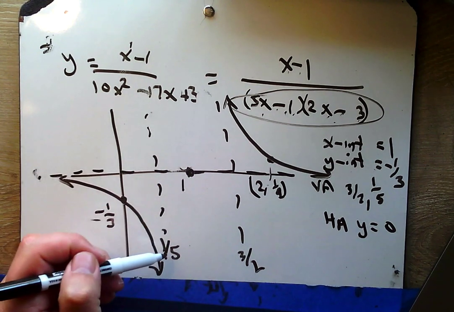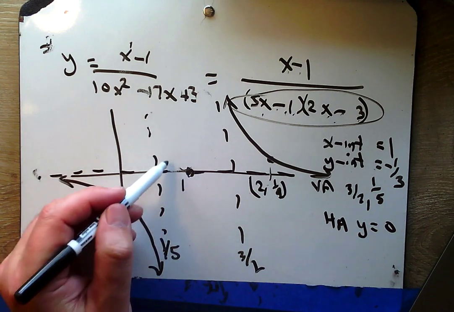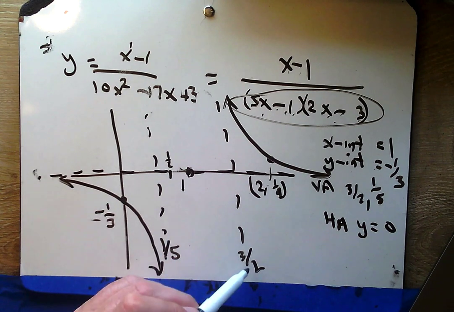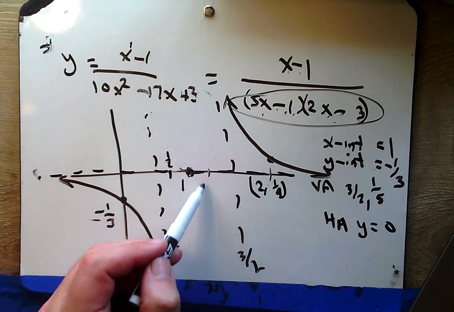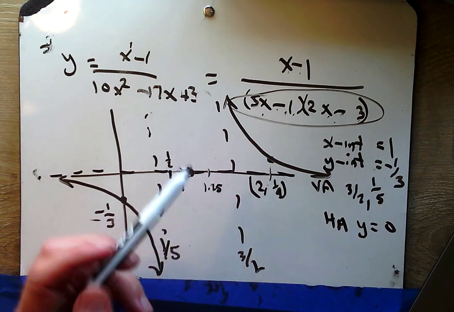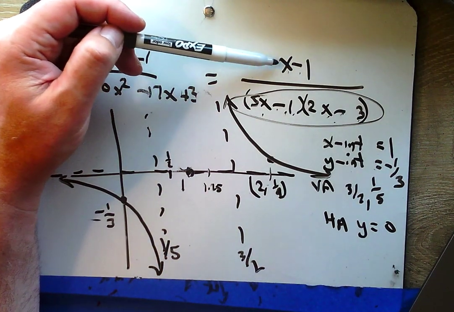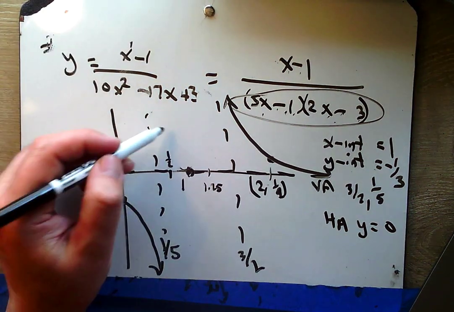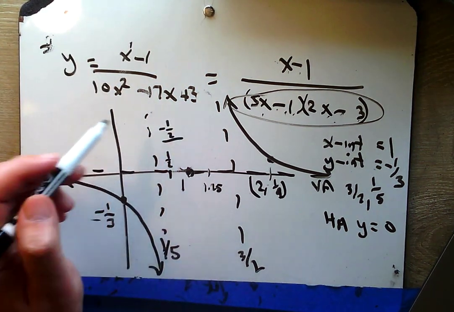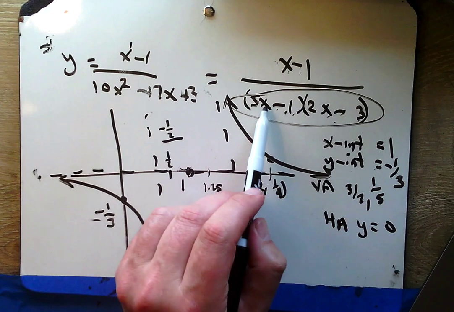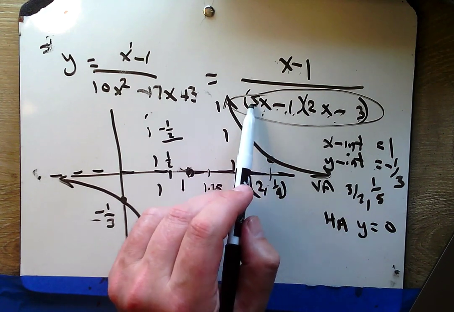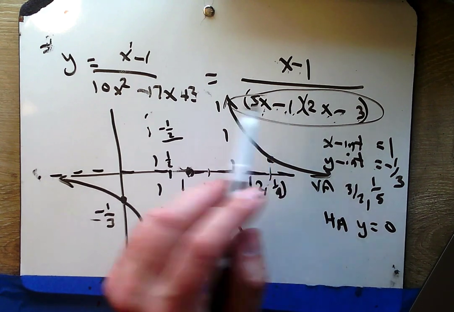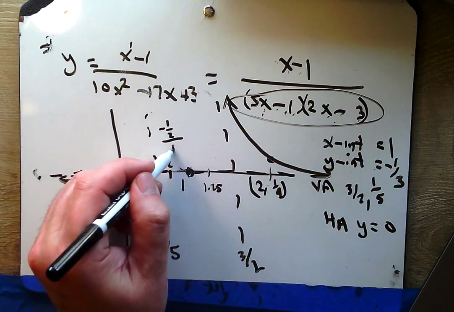So what's a number between 1/5 and 1? Well, I like 1/2. And what's a number between 1 and 1.5? I don't know. How about 1 1/4? So let's see what happens when we plug these in. If I plug in 1/2, 1/2 minus 1 is negative. And in the bottom, I plug a 1/2 here, I get 5/2. That's 2.5 minus 1 is 1.5, or 3/2.